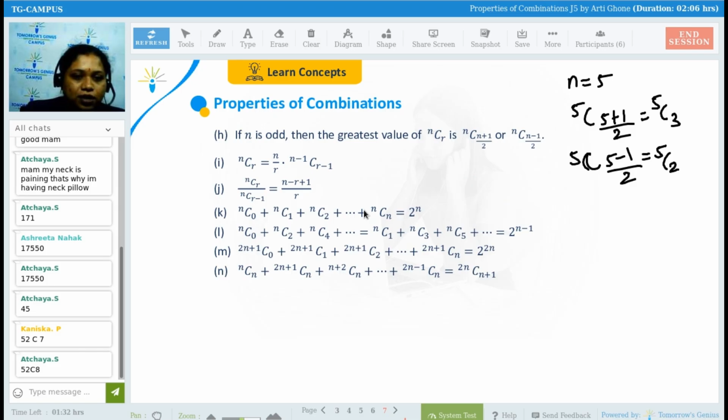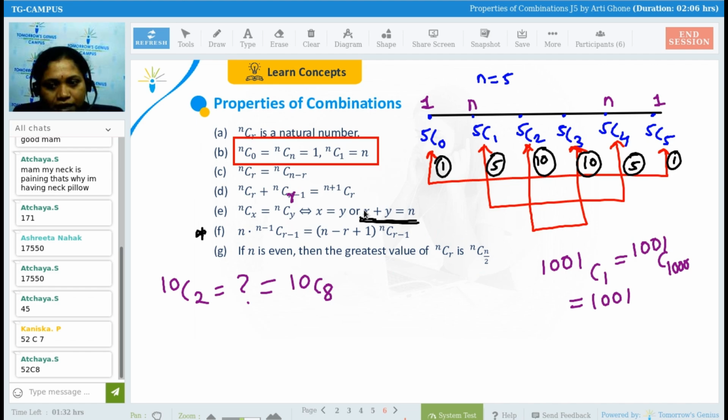Clear? For odd numbers, we are receiving 2 maximum values. For even numbers, we are receiving 1 maximum value only. Clear? And that is exactly the middle value. Okay. So what will it be for even? It is directly equal to nC(n/2).